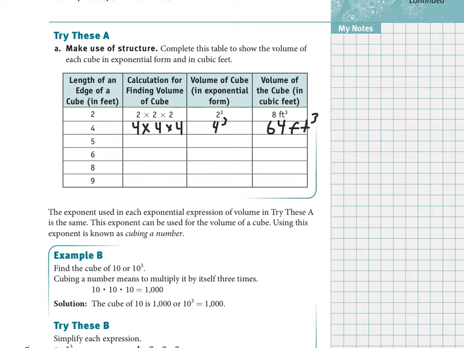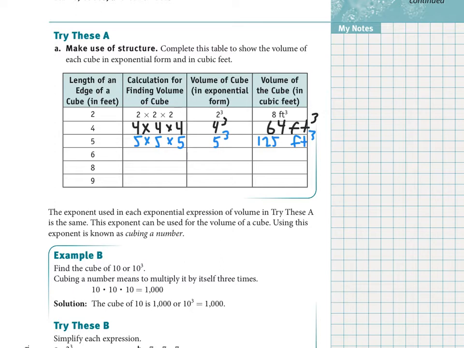Okay, what if the length of the edge was 5? Right, again, length, width, and height would all be 5. Okay, 5 to the 3rd power. 5 times 5 is 25, times another 5 is 125. Okay, and again, cubic feet is the way to go here.